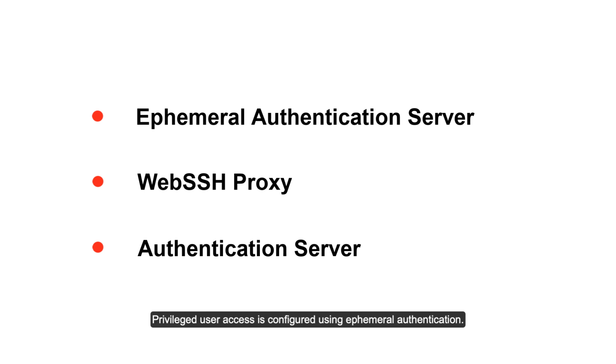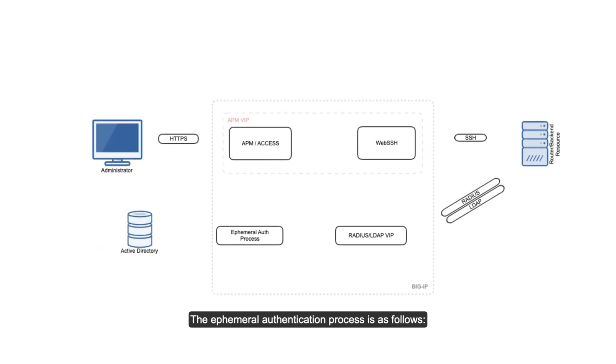Privileged user access is configured using ephemeral authentication. The ephemeral authentication process is as follows. The user logs into APM using smart card or other credentials. The APM policy checks the provided credentials against AD, OCSP, or CRLDP, and retrieves the AD LDAP information, returning a webtop with backend resources. When the user clicks on a resource, APM generates an ephemeral password saved in the username and password hash in the session DB.